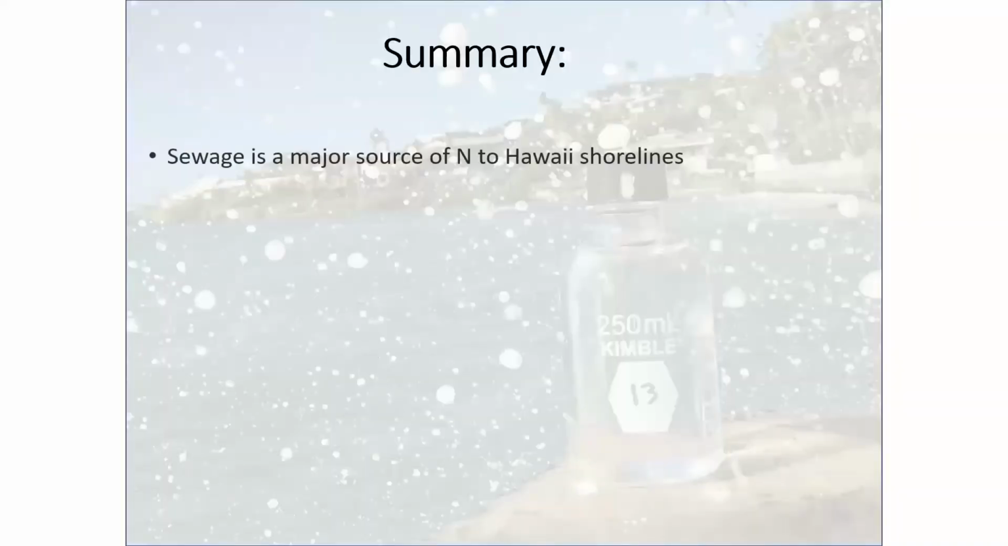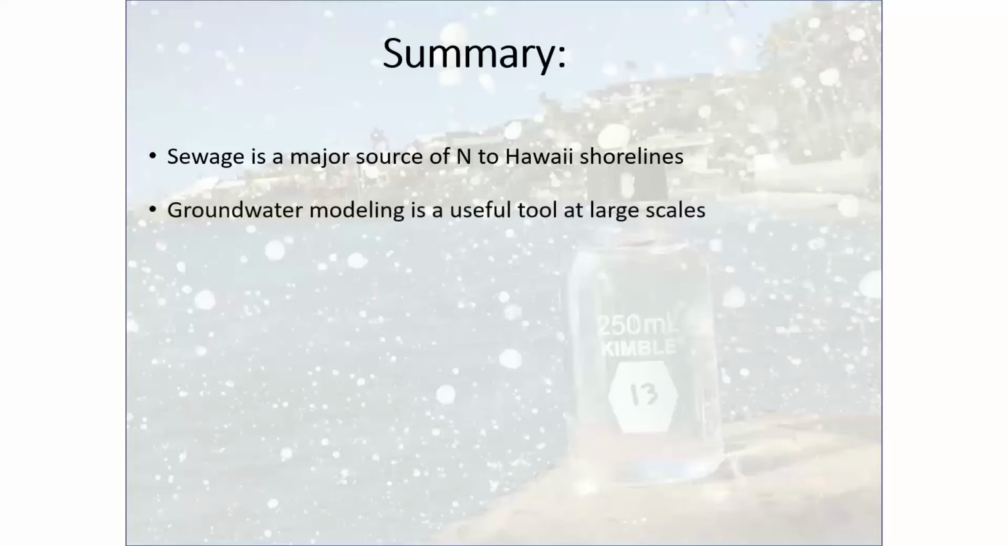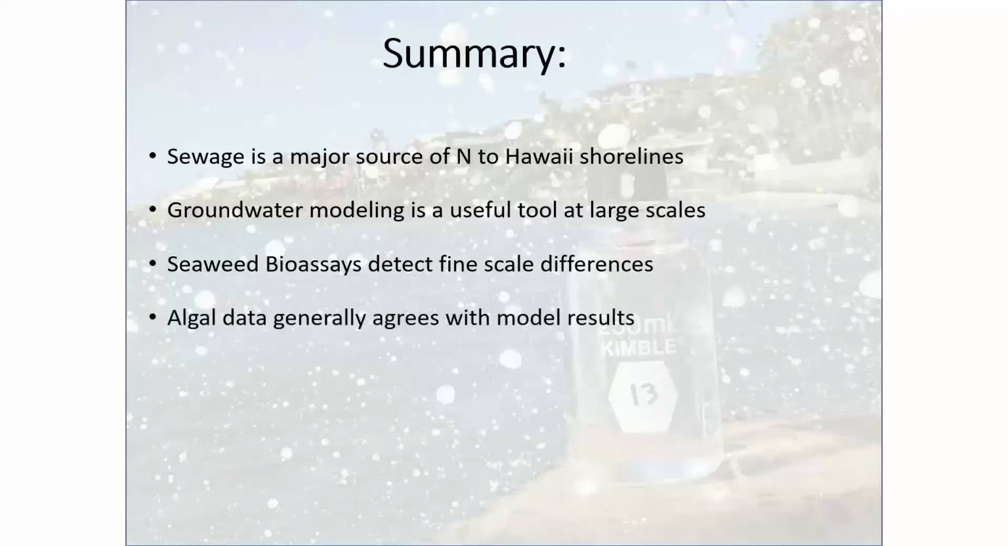So in summary, so far we found that sewage is definitely a major source of nitrogen to the Hawaiian shorelines, and that the groundwater modeling is quite useful as a large-scale tool. But the seaweed bioassays are actually better able to detect these fine-scale differences, especially when you can sample at a very fine scale. The algal data generally agrees with the model results, where we expect to find large amounts of wastewater. We are finding those signals in the algal tissues.